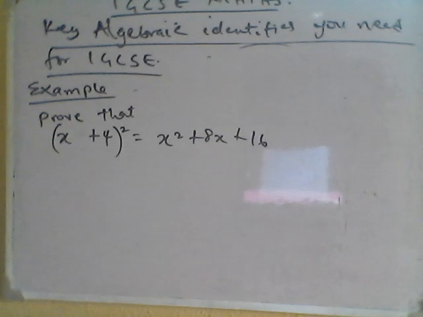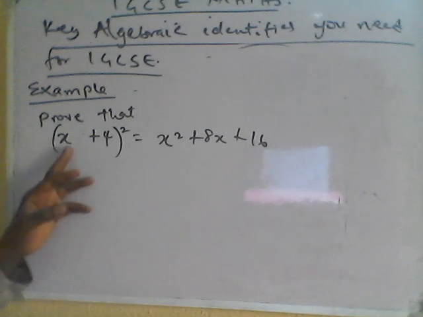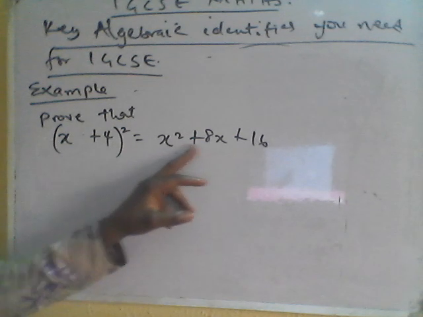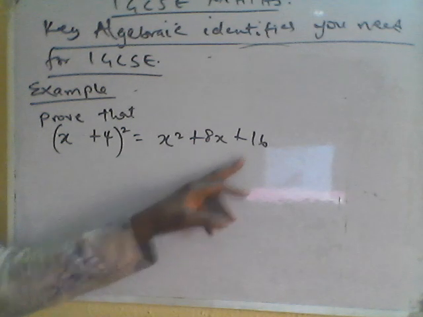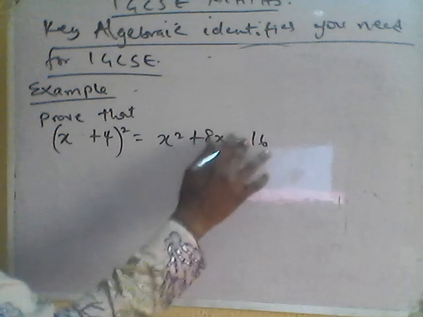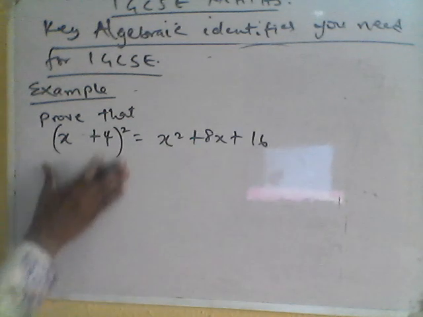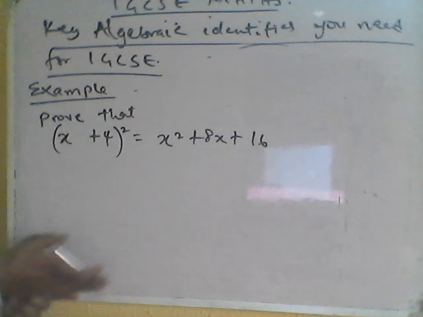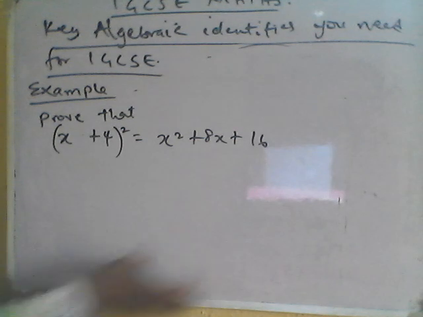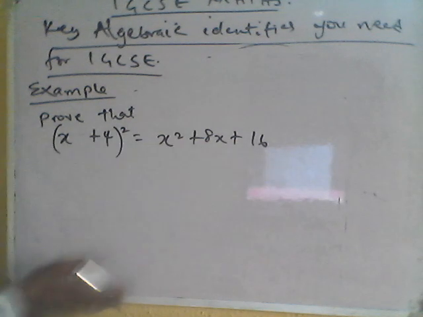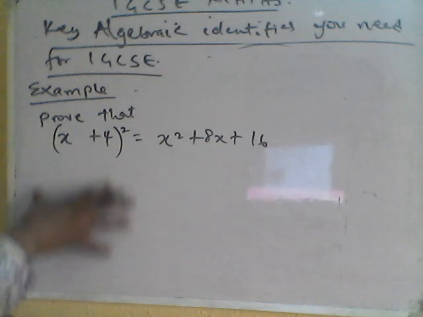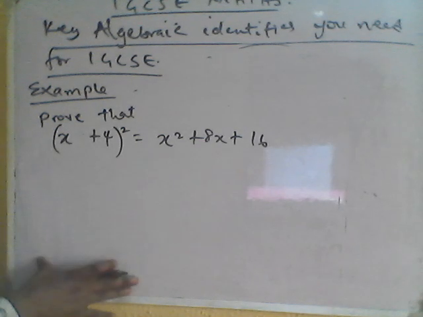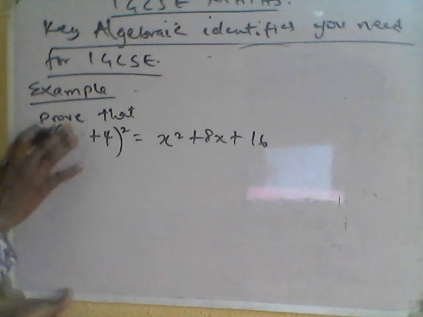Okay, so I have this on the board. It says we should prove that (x + 4)² is equal to x² + 8x + 16. Now, what we are asked to do here is to expand this, showing in your workings that whatever you arrive at must be equal to this. So I'm going to expand this side, and at the end of the day, what I arrive at must be equal to this. That's what I'm asked to do here to prove.